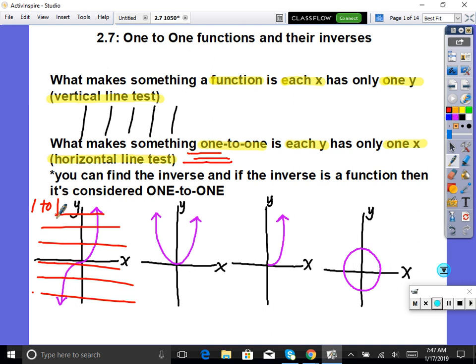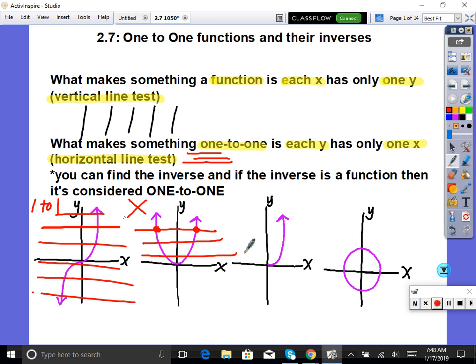Okay, let's try this one. Is it considered a function? If I were to draw vertical lines, would all be good? Yes, but is it considered a one-to-one function? No, look, on the horizontal line it's hitting in two places. So that y has two x values, correct? So this would be not one-to-one.